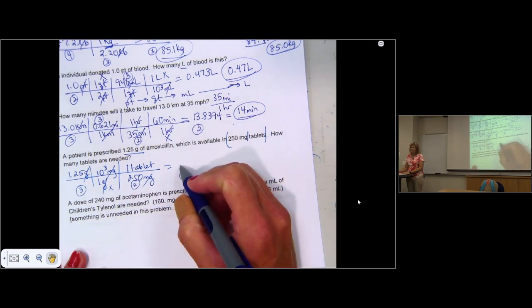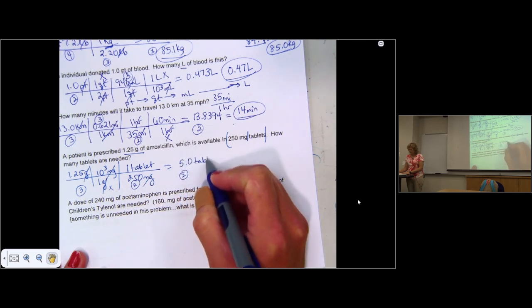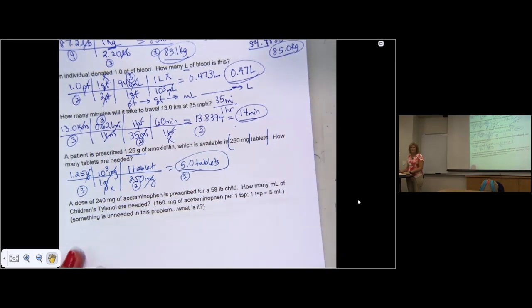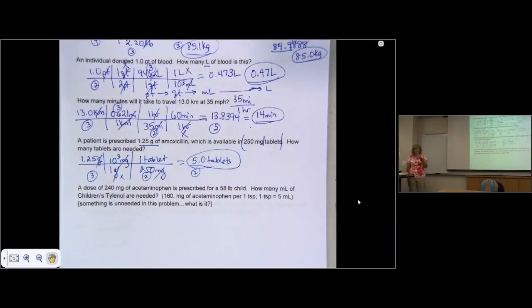What's my final answer? 5.0 tablets. Good. 5.0 tablets. Yes or no? Talk to me. Question? Any questions on it? Okay, the next problem contains something that's not needed. Can you find what is not needed in this next problem? Good, good, very good.